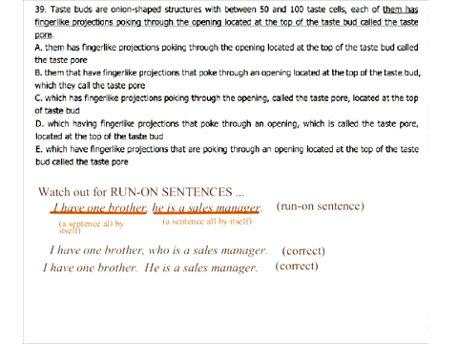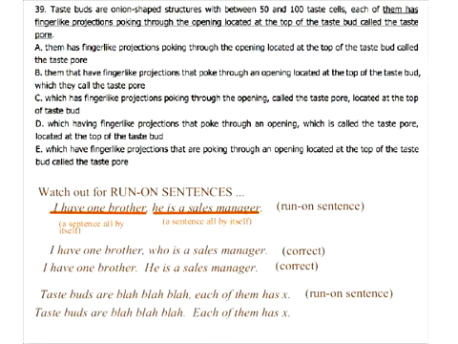Like if you say, taste buds are blah, blah, blah, comma, each of them has X. That's a run-on sentence because that's two sentences. And like if you actually wrote those as separate sentences, taste buds are blah, blah, blah, period. Each of them has blah. This would be correct. I mean, you're not going to see it written as two sentences, but if it would work as two sentences, then it definitely doesn't work as one.